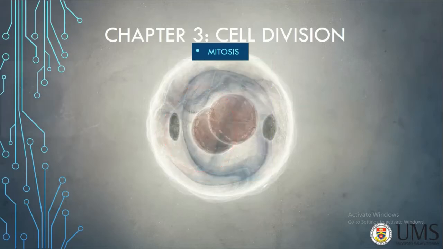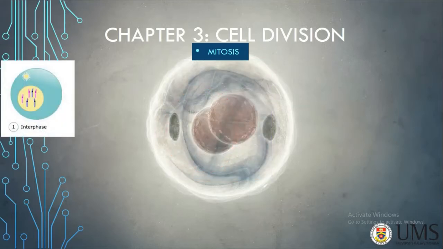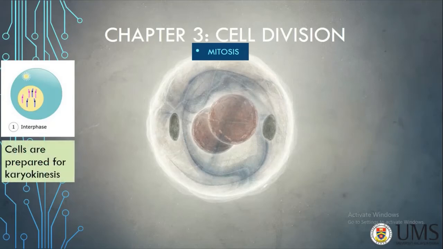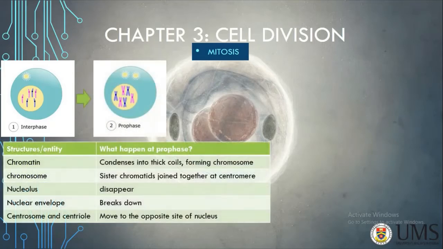So first, mitosis always starts after interphase. After interphase, cells are already prepared for division. Here we will start with mitosis. Mitosis starts with prophase. During prophase, the chromatin condenses into thick coils to form chromosomes. The chromosome consists of sister chromatids joined together at the centromere. The nucleolus will disappear, the nuclear envelope will start to break down, and the centrosome and centriole will start to move to the opposite sides of the nucleus.